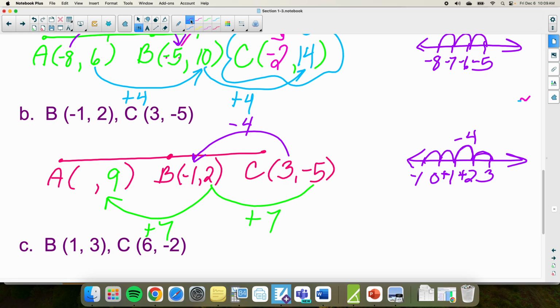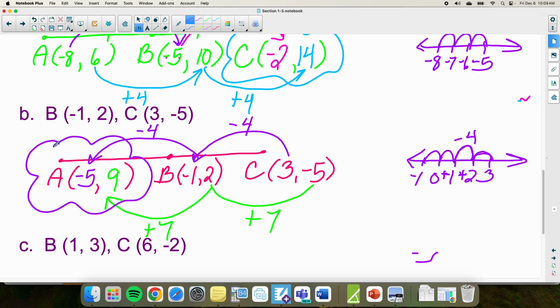Now I never finished this one, sorry about that. We subtracted 4 here, so we'd subtract 4 here. What's -1 subtract 4? -5. And then this right here is your answer. Does that kind of make sense?